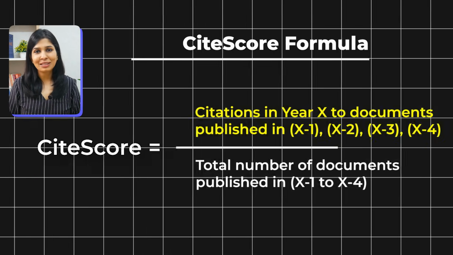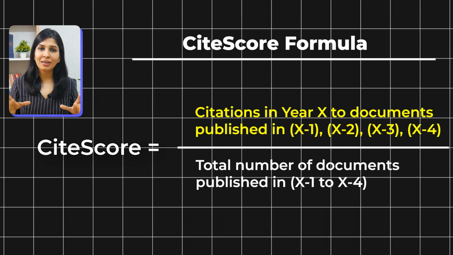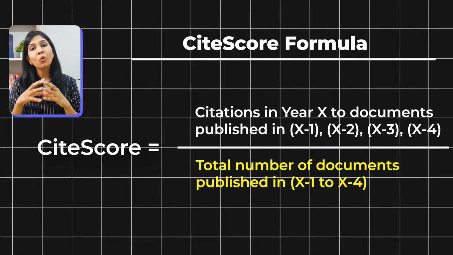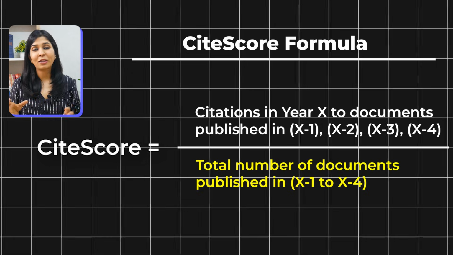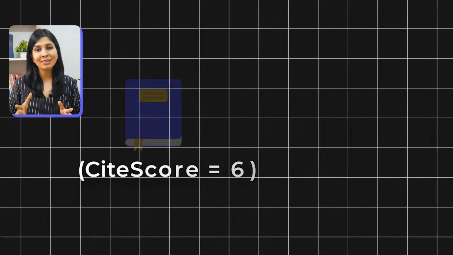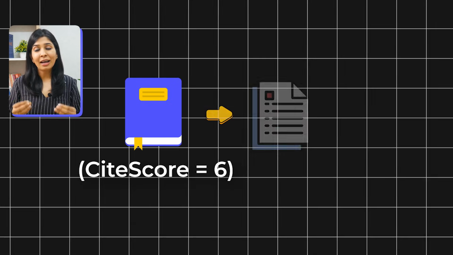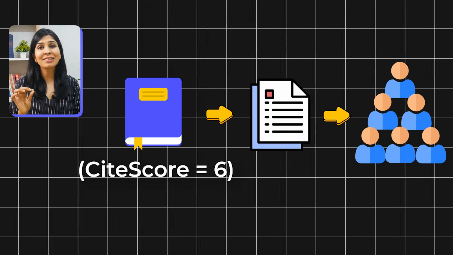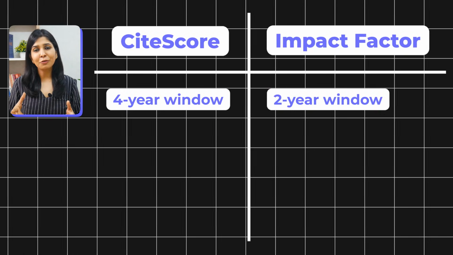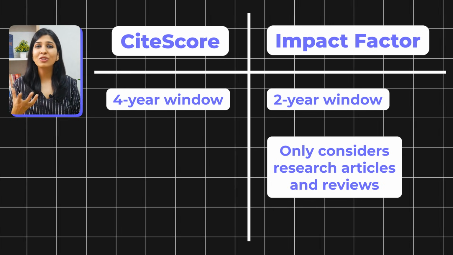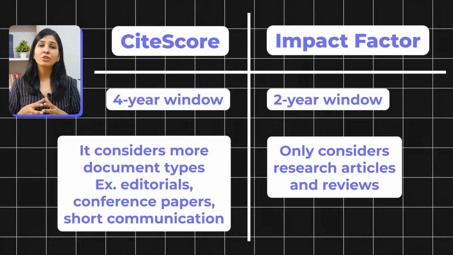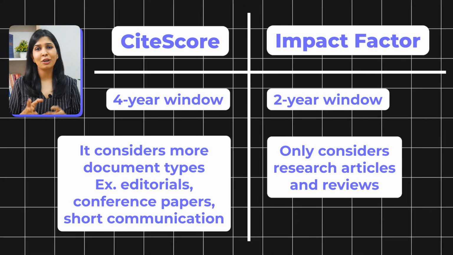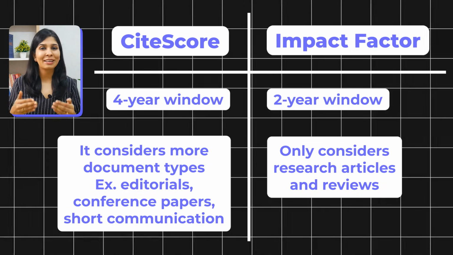So this is how CiteScore is calculated. Take the total number of citations that the journal has received in the past 4 years, divided by the total number of documents that have been published by the journal in those 4 years. So for example, if a journal's CiteScore is 6, that means on average, a document published in that journal has been cited a total of 6 times in those 4 years. Another difference is that while impact factor considers only research papers and review articles, CiteScore considers more document types such as editorials, conference proceedings, short communications, etc., making it more holistic and transparent.